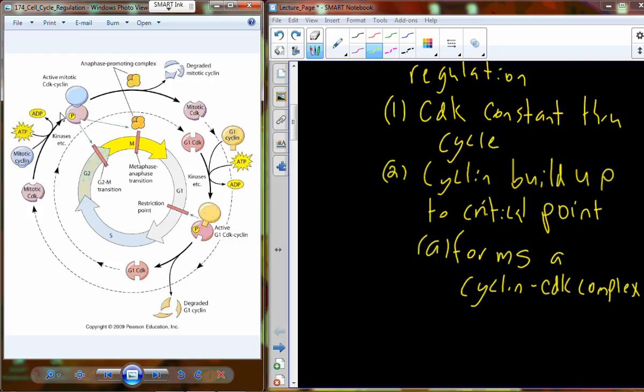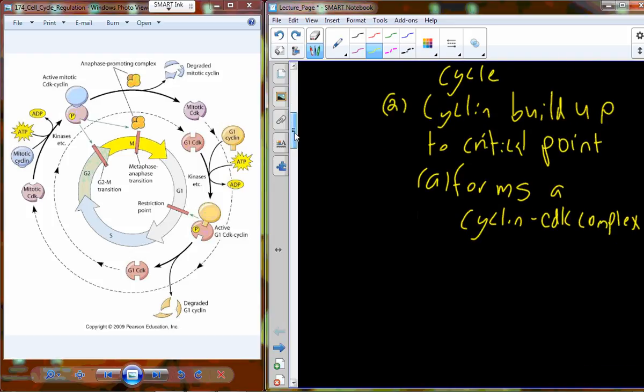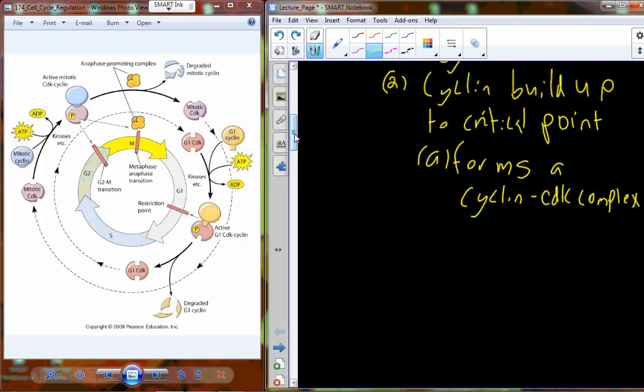Okay? When we form that complex, what happens to the cyclin-dependent kinase, the CDK, is it becomes active. So this is now the active isoform of CDK. And when it is active, it's a kinase. So what does kinase begin to do? It begins to phosphorylate stuff, because that's what kinases do.